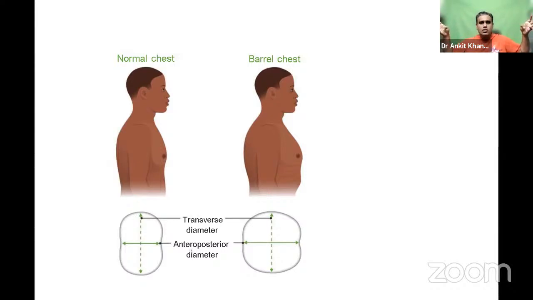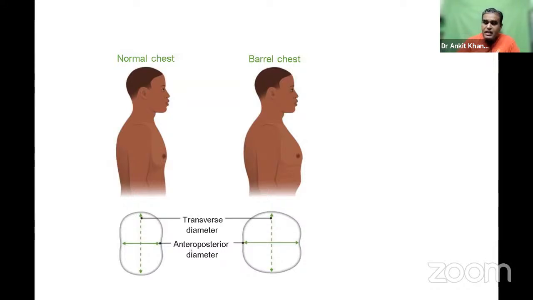Is that possible? No. Because if I expand the ribs like this, if I increase the transverse diameter like this, the ribs will break away from the attachment of the sternum as well as the vertebrae. But if I increase them in an AP direction, you're getting a point, then it is possible that the distance of the sternum and vertebrae might increase, but the ribs can go like this.